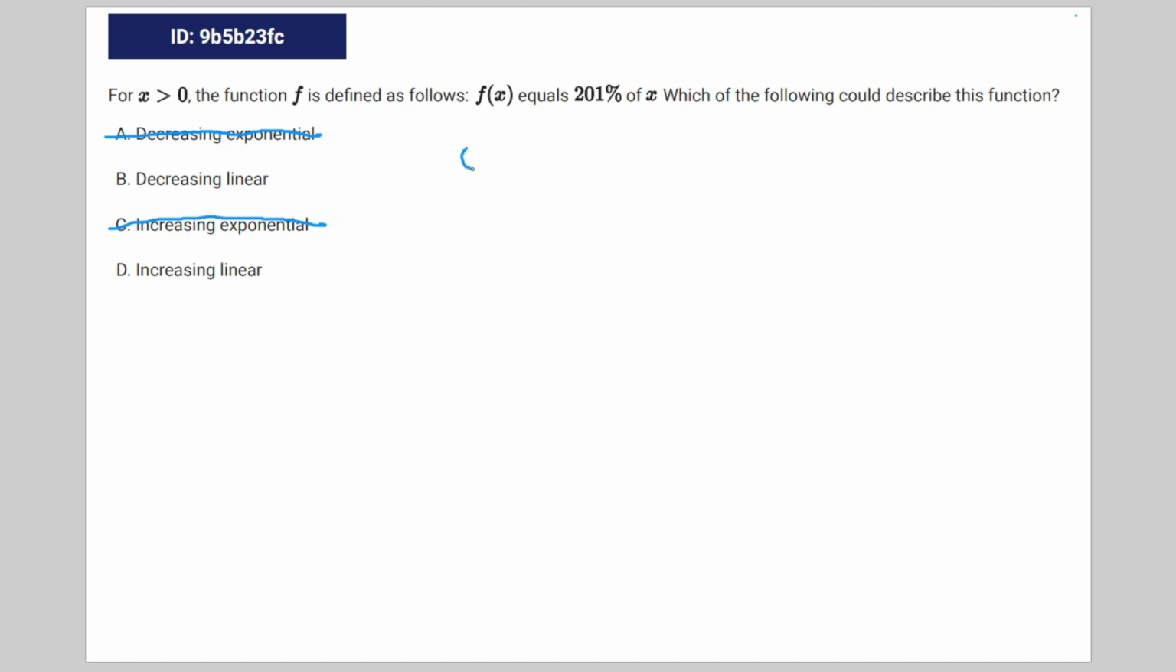And to put this in slope-intercept form, it would be y is equal to 2.01x plus b. Doesn't really matter in this situation. But what we're really looking for is whether or not m is negative, and in this case it's not, therefore the function is not decreasing, therefore it cannot be a decreasing linear function. Therefore the only possible option is D, increasing linear, which makes sense because the slope is positive.